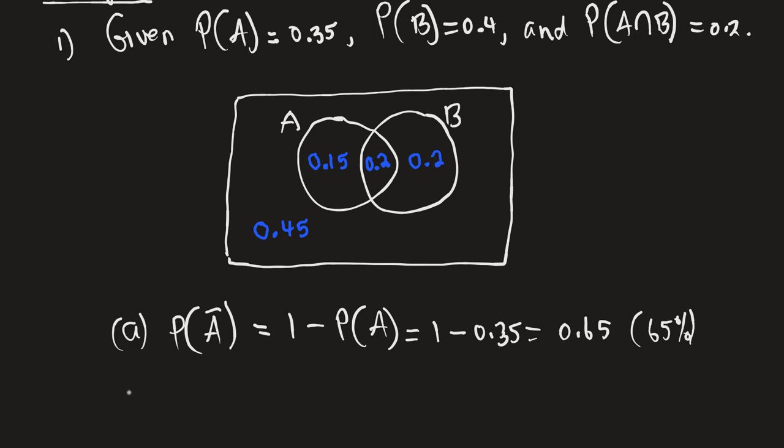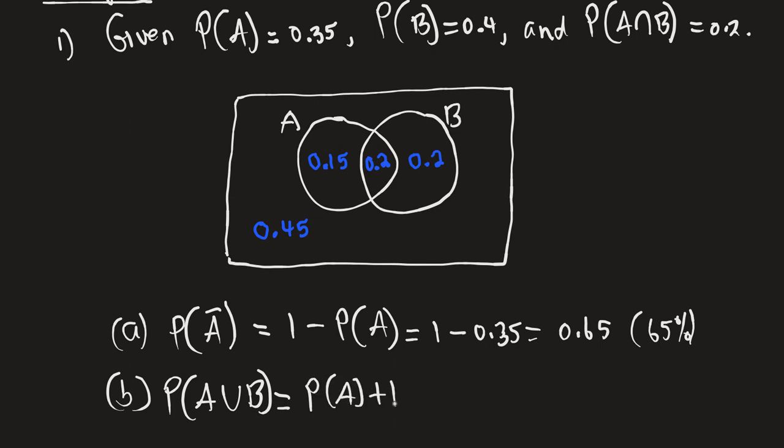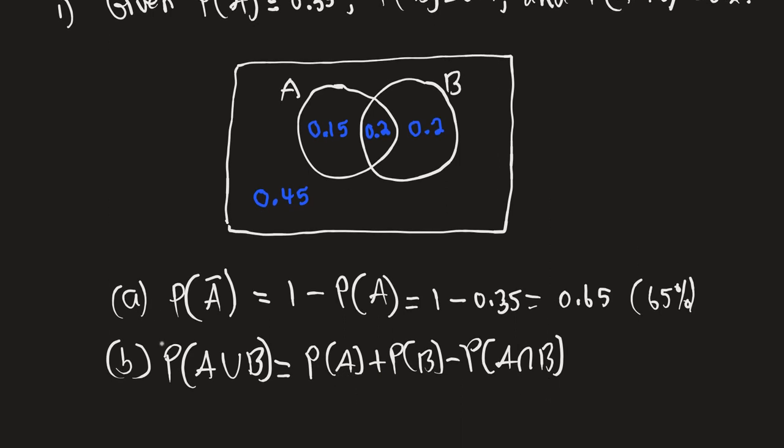So let's say part B wants us to find the probability of the union. So A union B. Well, we proved a theorem for this as well. And this is what the theorem says. It's the probability of A plus the probability of B, minus the probability of the intersection. So all these values are given. I mean, if this was the only thing that was asked in this question, I wouldn't really spend the time to draw the Venn diagram unless you really like the Venn diagram.